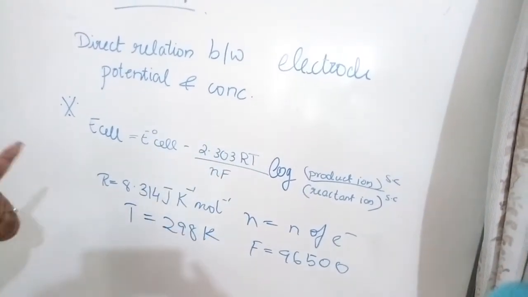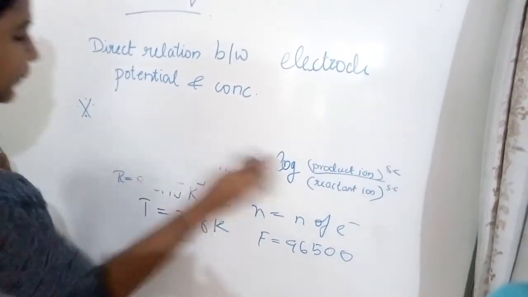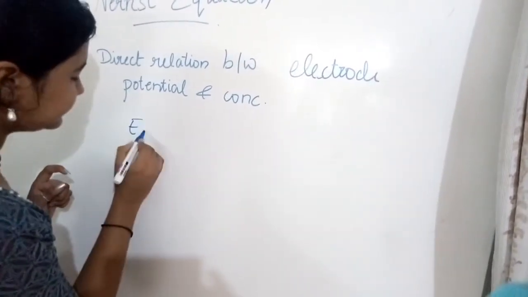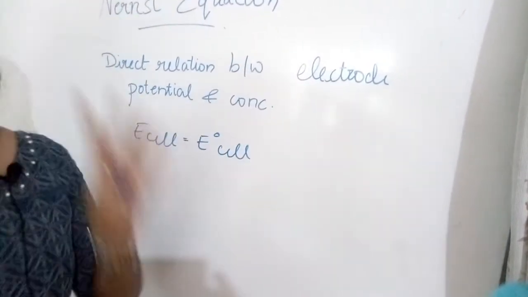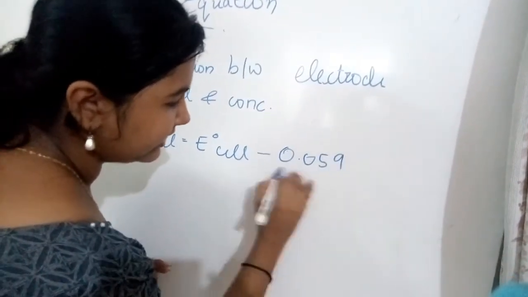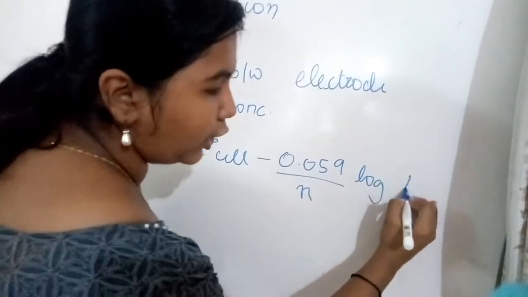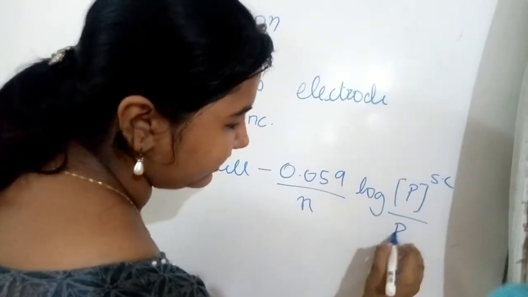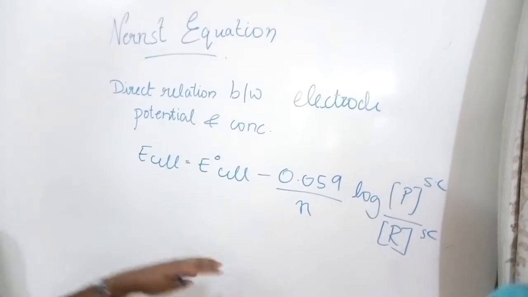And then the simplified version of this equation is as follows. I will show you. So over here, E cell is equal to E0 cell. After substituting all these values, it will become minus 0.059 divided by N into log of product ion raised to stoichiometric coefficient divided by reactant ion raised to stoichiometric coefficient. So this is a simplified version of the equation.